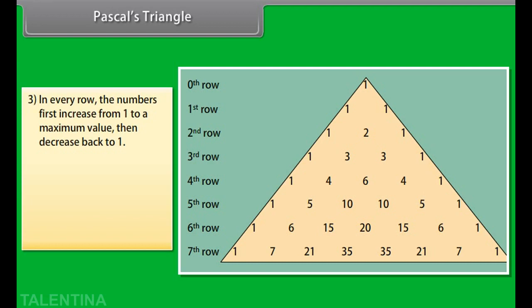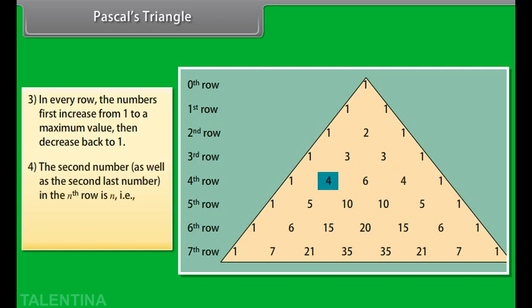In every row, the numbers first increase from 1 to a maximum value, then decrease back to 1. The second number as well as the second last number in the nth row is n, that is, nC1 is equal to nC(n − 1) is equal to n.